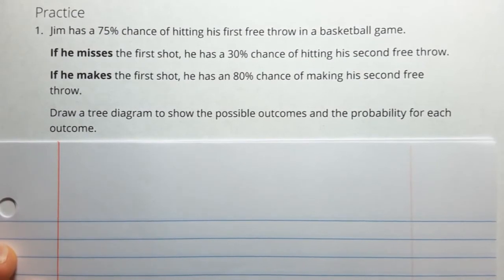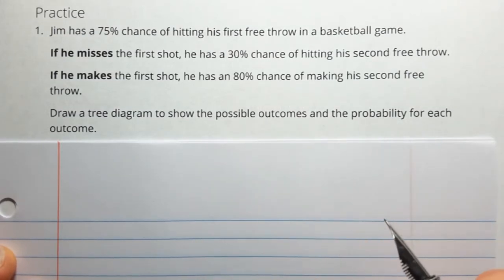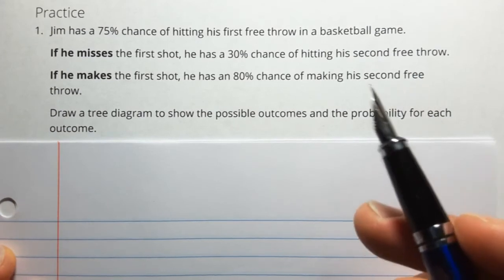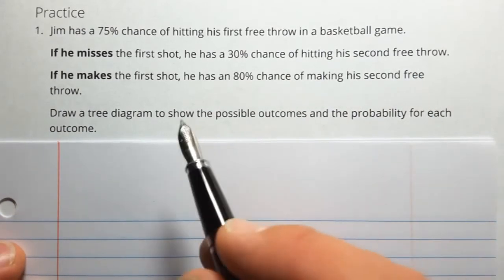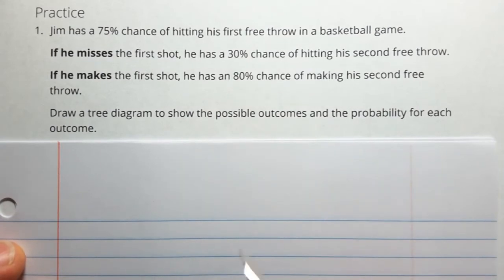Jim has a 75% chance of hitting his first free throw in a basketball game. If he misses the first shot, he has a 30% chance of hitting his second free throw, but if he makes his first shot, then he gets an 80% chance of making his second free throw. So he gets a little rattled if he doesn't hit the first one. So let's draw a tree diagram to show the possible outcomes and the probability for each outcome.